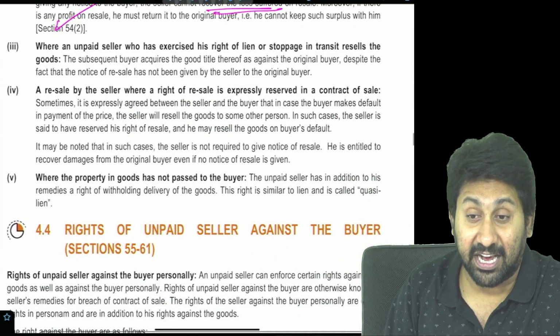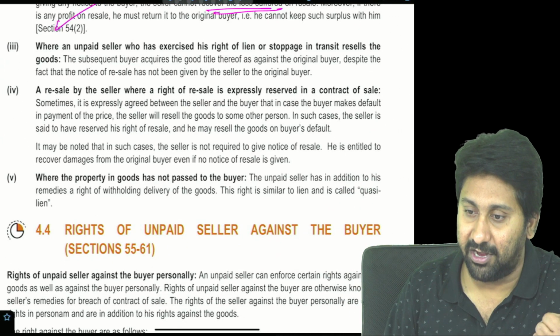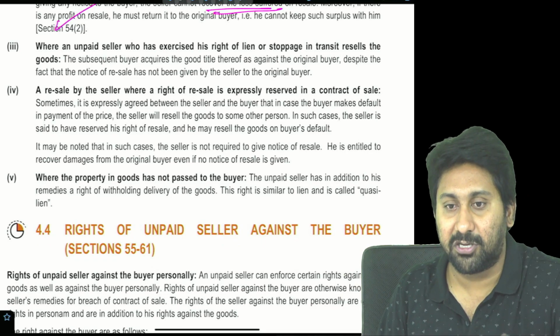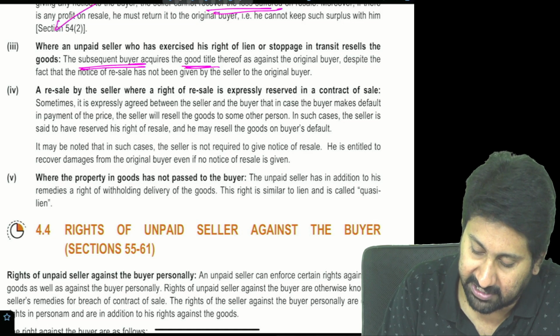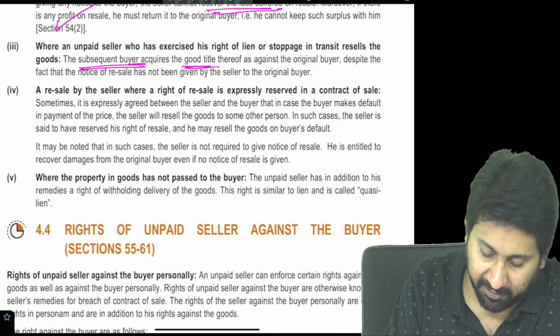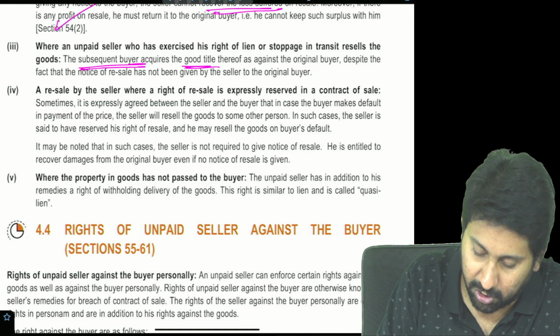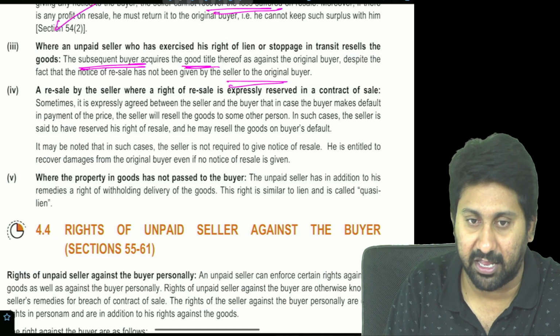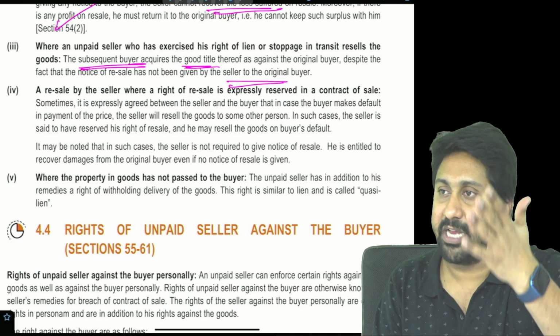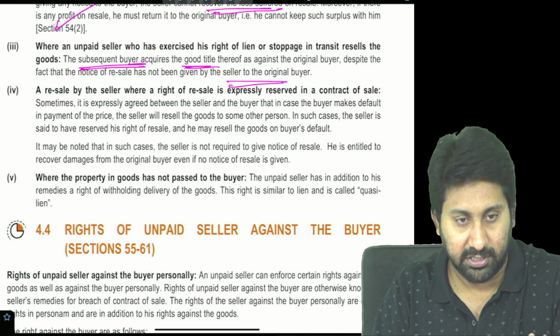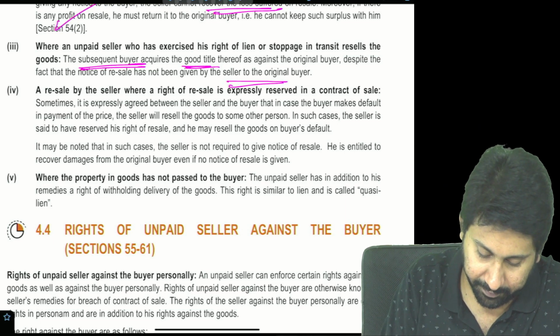But if it is a right of lien, I exercise a lien because you didn't pay or you became insolvent. At that time, the subsequent buyer acquires good title as against the original buyer, even if notice of resale has not been given by the seller to the original buyer. That means the second buyer will be there. The first buyer defaulted, the second buyer will get all the rights in the goods, and his title will not be disturbed.